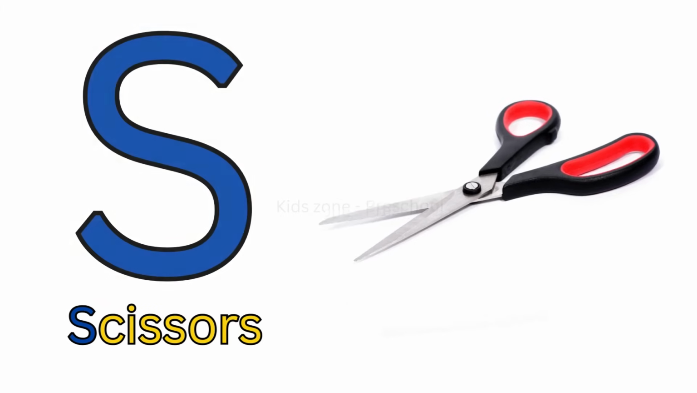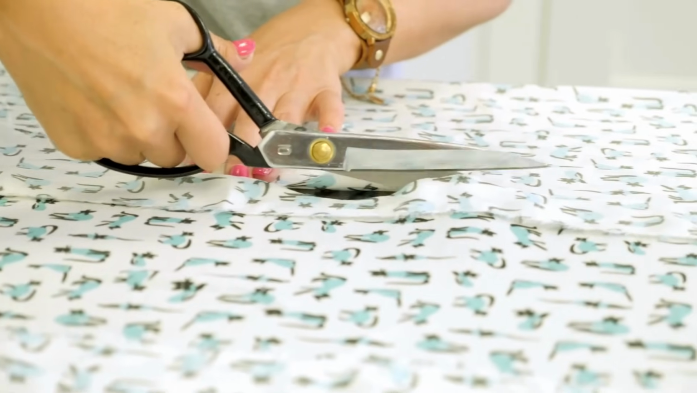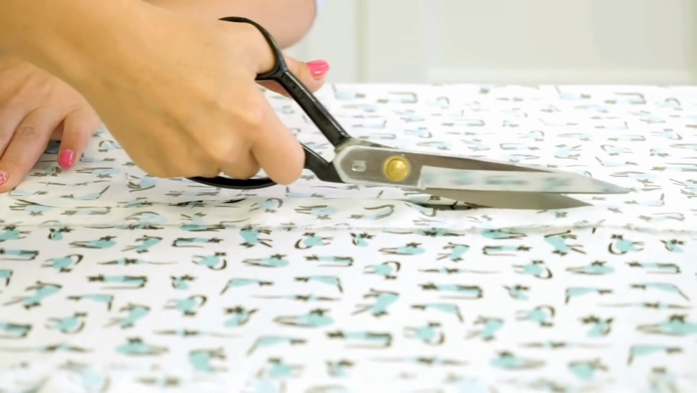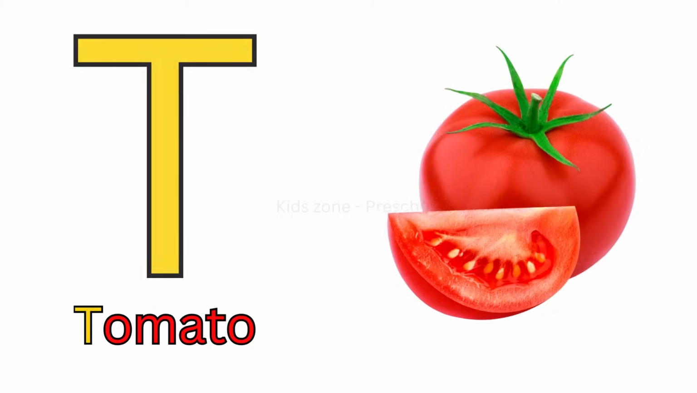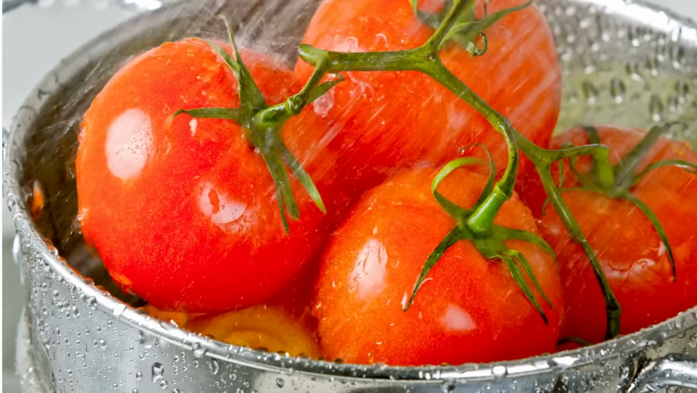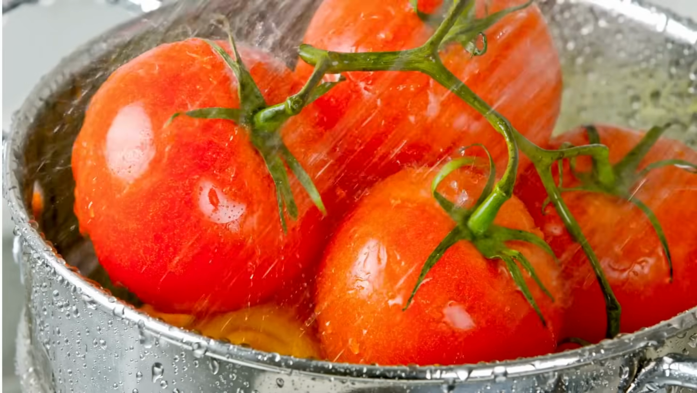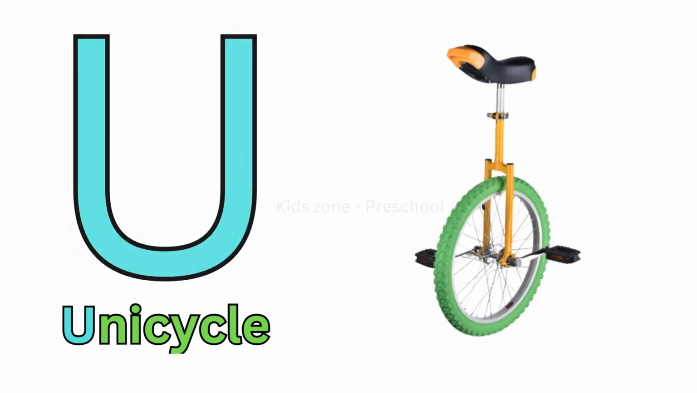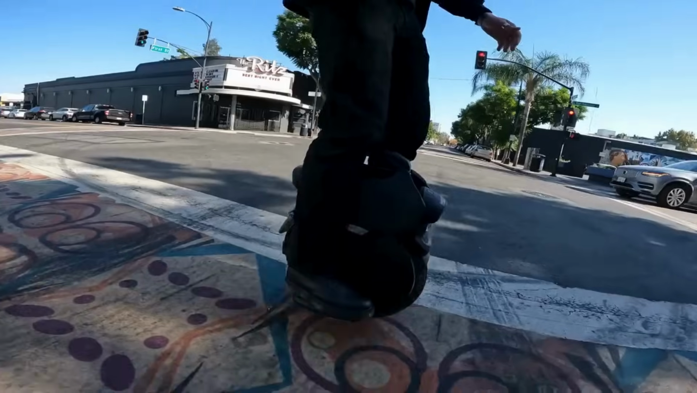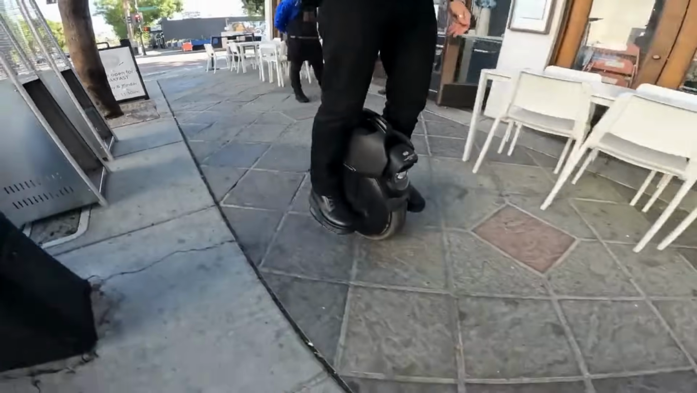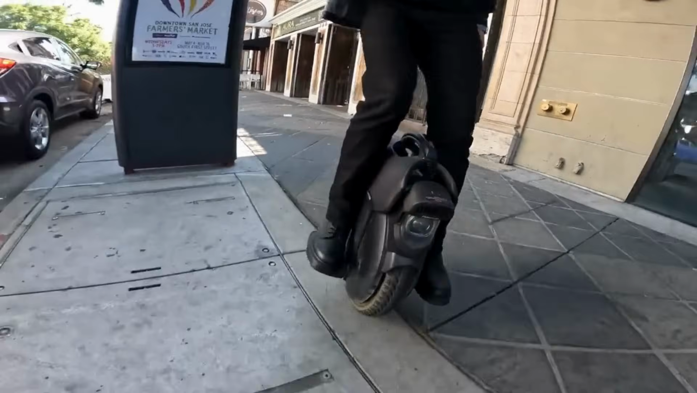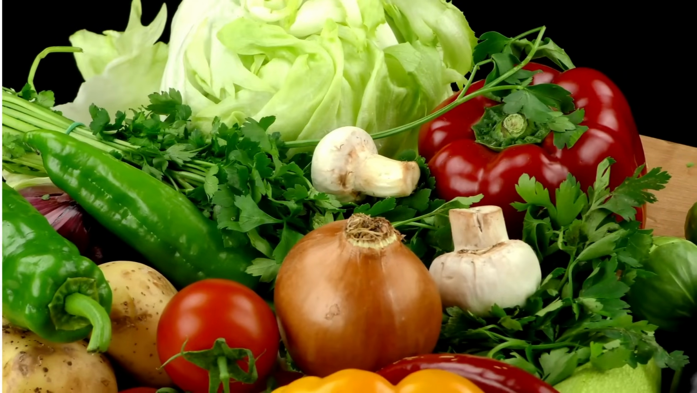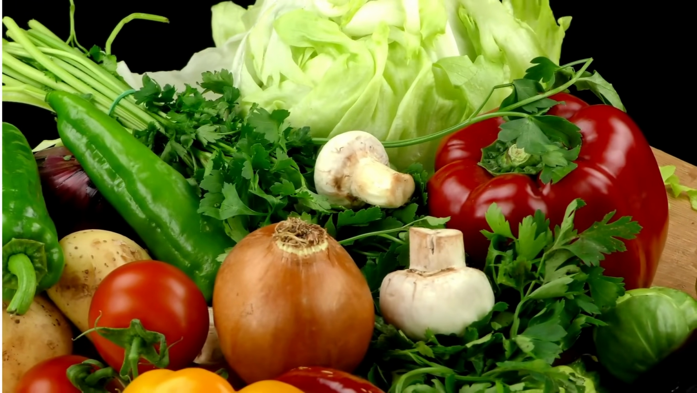S for scissors. Scissors. T for tomato. Tomato. U for unicycle. Unicycle. V for vegetable. Vegetable.